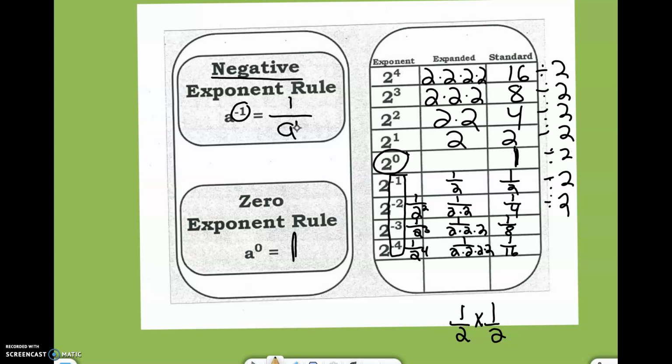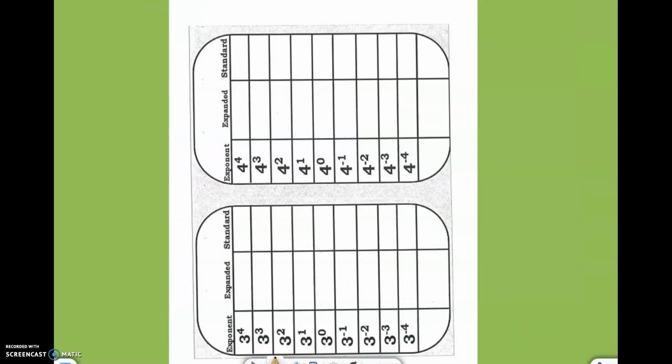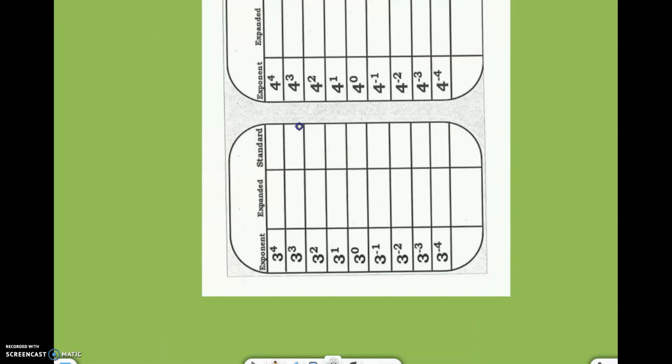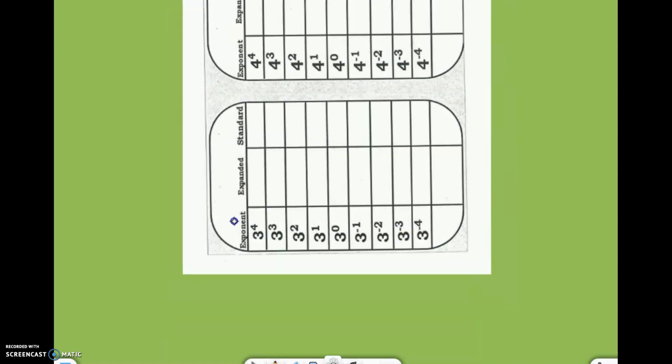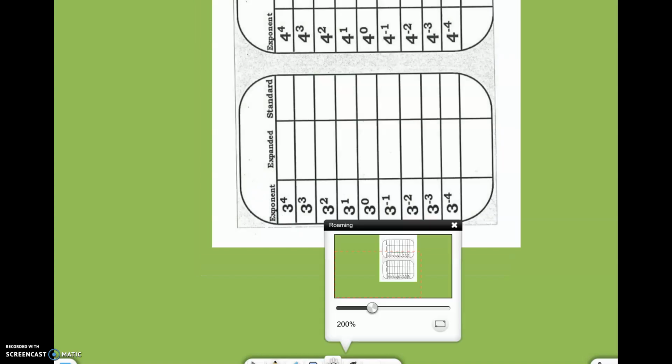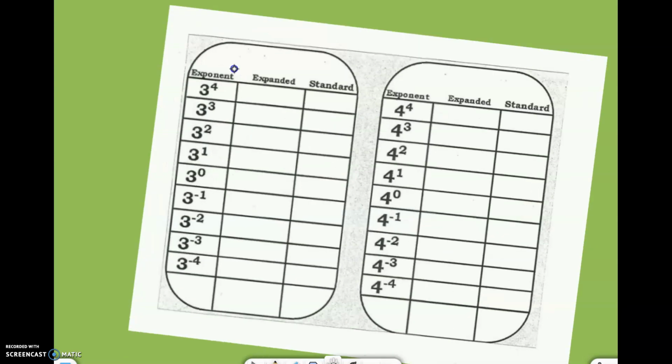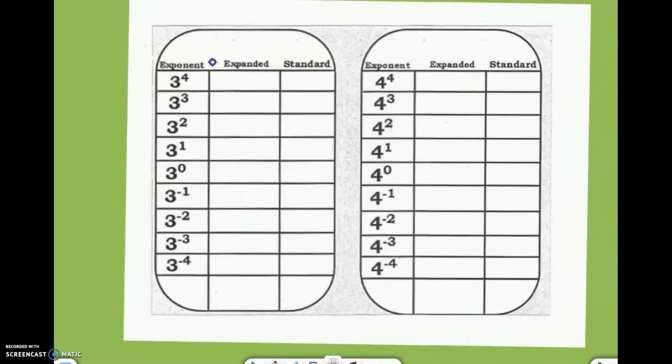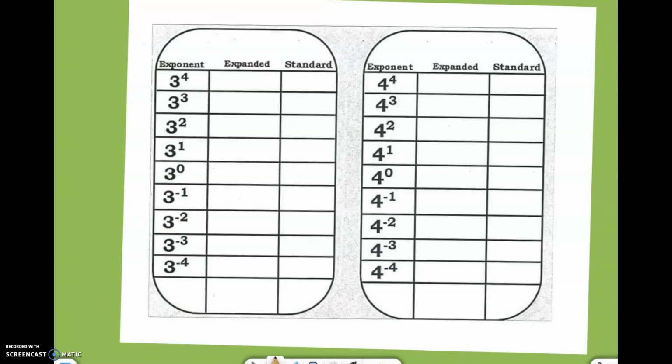Let's look at one more example I have here. I have 2 of them, we'll just do one of them. Let me flip it over so you can see it here. Let's look at the 3's. Again, expanded form would just mean 4 threes, right? Standard, well, 3 times 3 is 9, and then another 3 times 3 is 9. So 9 times 9 is 81.